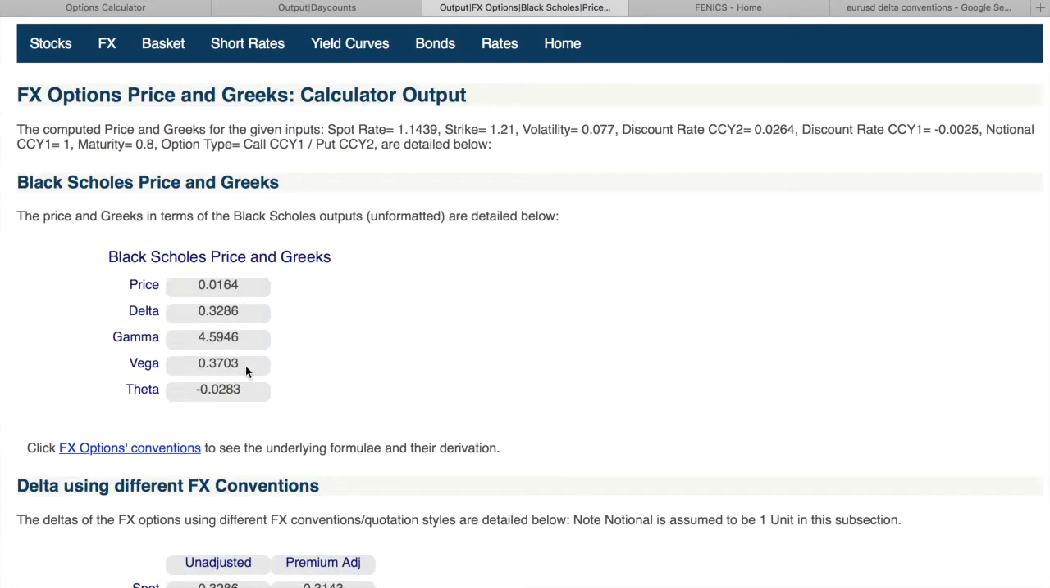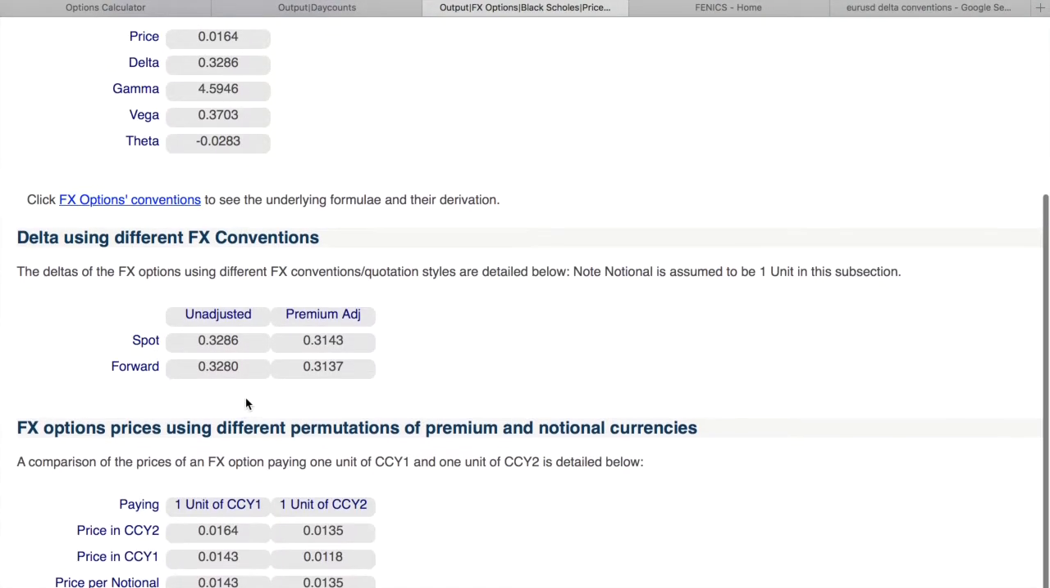The first section gives the price and Greeks. The next section gives the various deltas: an adjusted delta with respect to the spot and forward rate, and premium adjusted versions of these, which, as the name implies, adjust deltas by the amount of the premium. The next section then gives prices in different conventions.